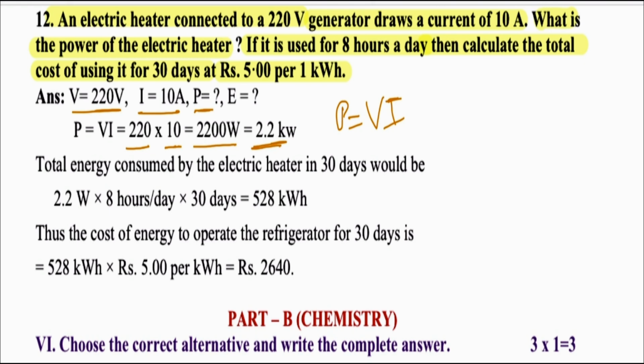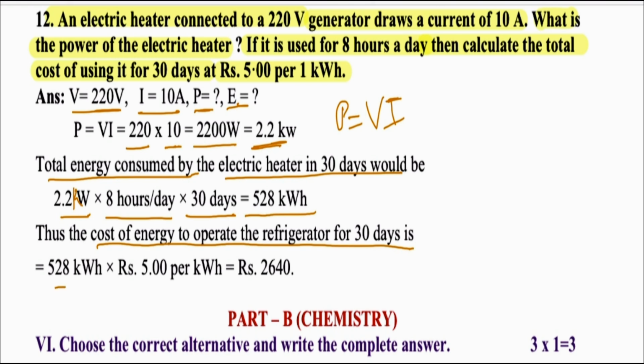which we can write as 2.2 kilowatt. Next, we need to find the total energy consumed, E, in 30 days, and that would be 2.2 kilowatt into 8 hours a day and a total of 30 days, which gives us 528 kilowatt hour. The cost of energy to operate it for 30 days is 528 kilowatt hour multiplied by 5 rupees per kilowatt hour, which is 2640 rupees.